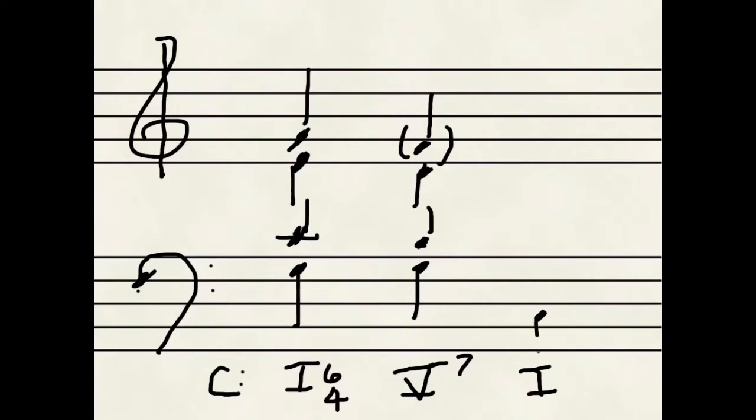Now to go to the 1 chord. Always resolve the 7th first. The 7th resolves down by step, so the F will go down to an E. And then fill in the rest of the chord. So we'd have a G here and a C here.